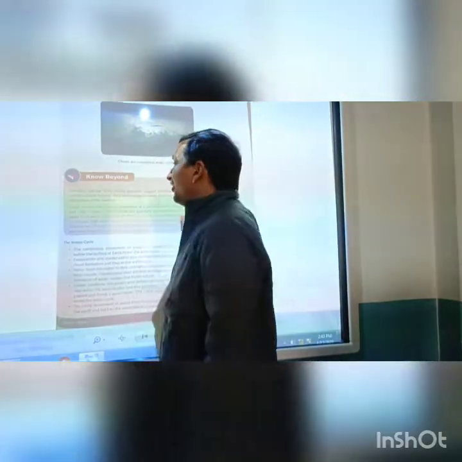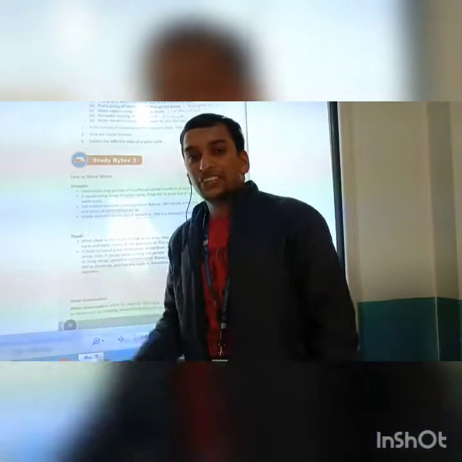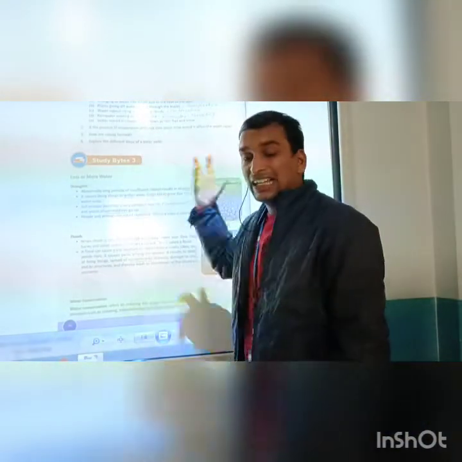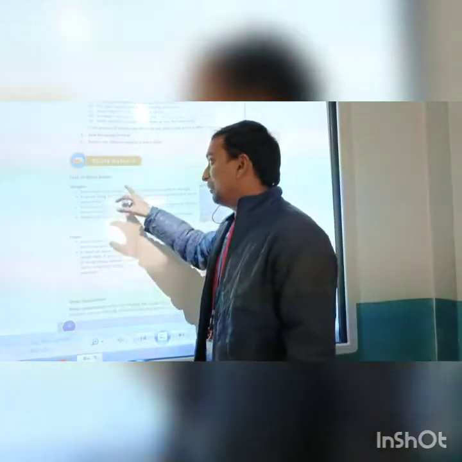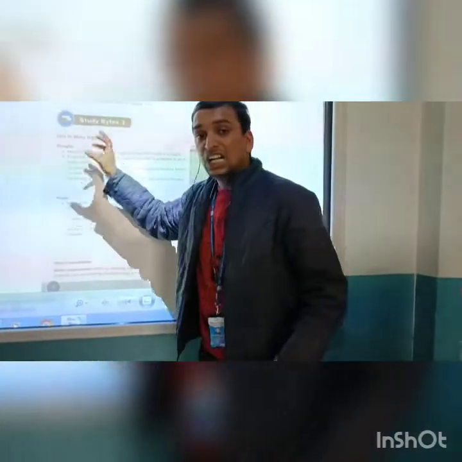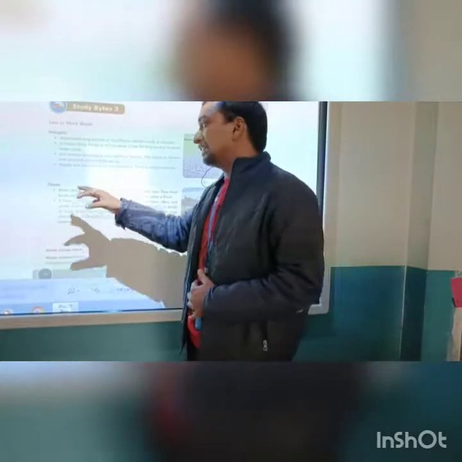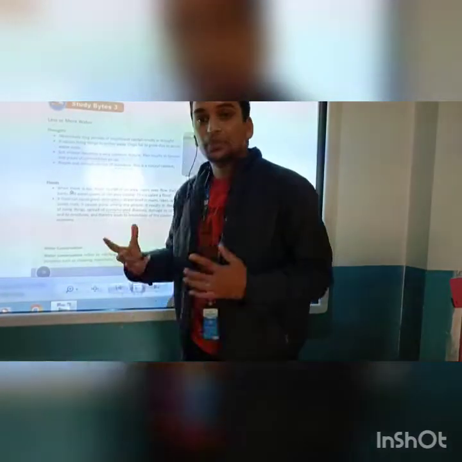Then we have read about what happens if we get less or more water, which we have taught today. If we get less water, then it tends to be a drought, meaning sukha. And if we get more water than our needs, then it turns into a flood, meaning baadh.